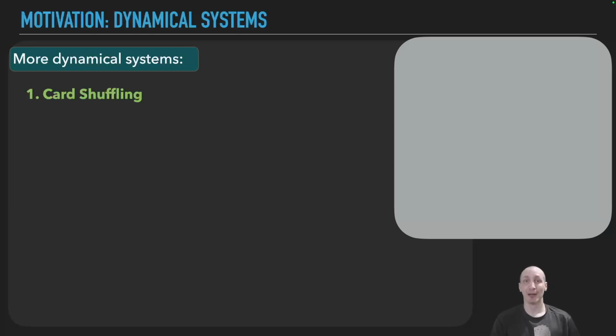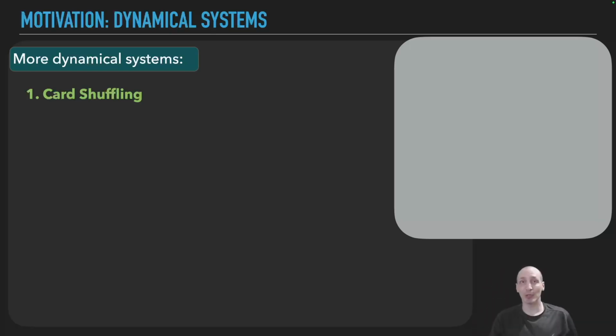So for example, let me give you two types of very basic shuffling. One type is just take the first card and move it to the end of the deck. Right? This is a very simple shuffling. Another one is just switch between the first and the second card. So I take the first card and I put it instead of the second card.